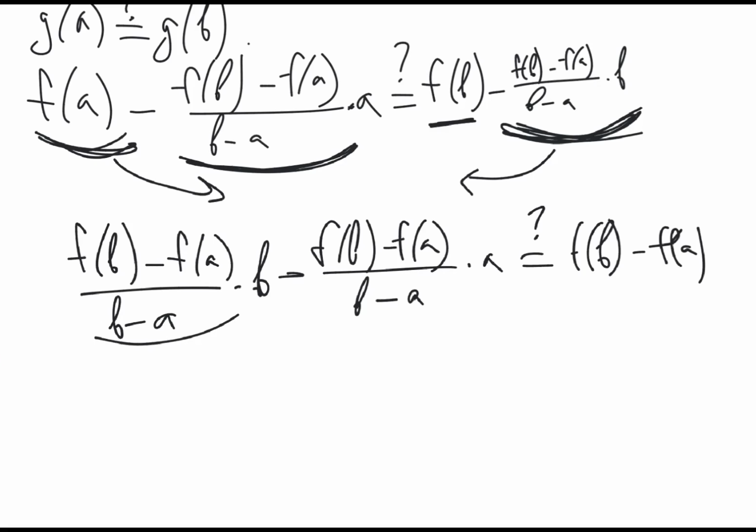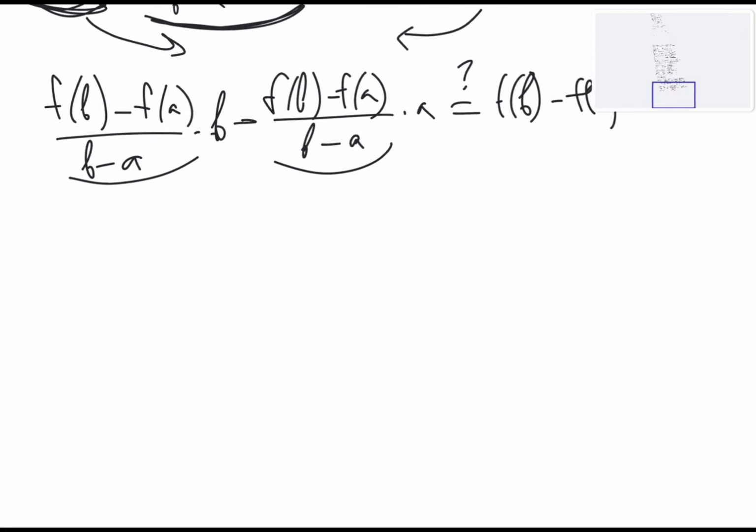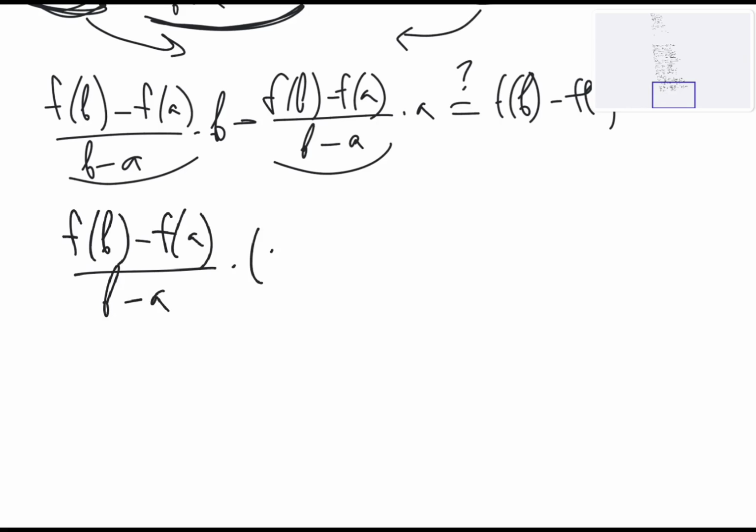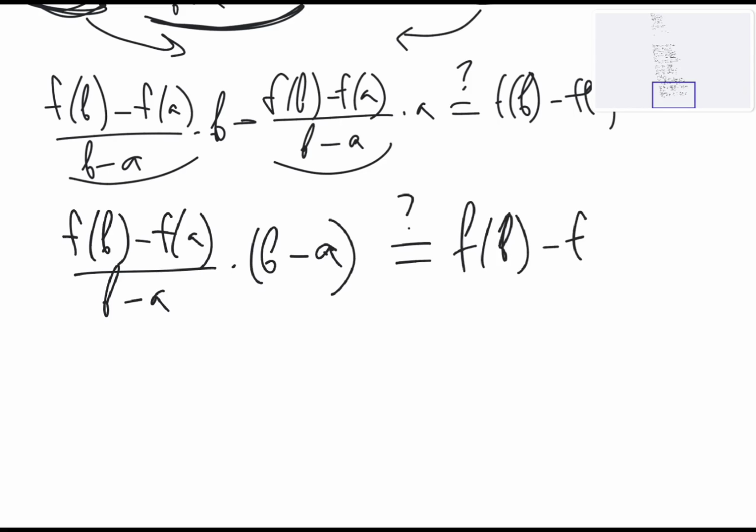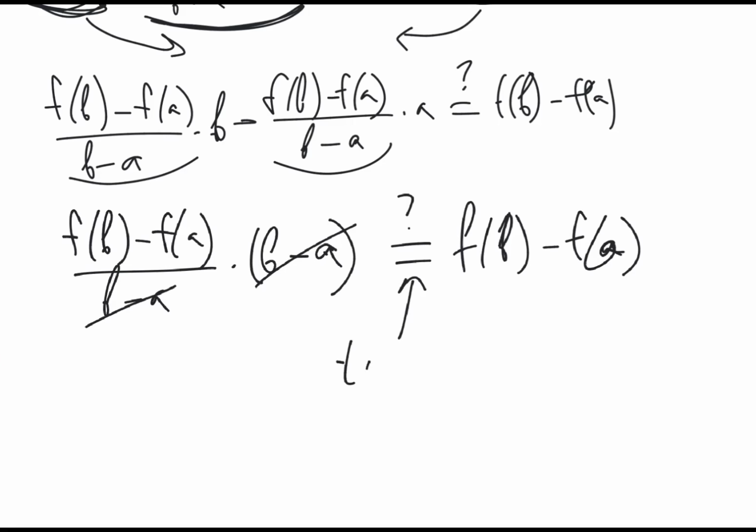Now the left hand side can be simplified, since this is the common multiplier. We get f of b minus f of a over b minus a multiplied by b minus a, and on the right hand side f of b minus f of a. Now we see that b minus a and b minus a cancel each other and we get f of b minus f of a is equal to f of b minus f of a, right? So this equality is true.